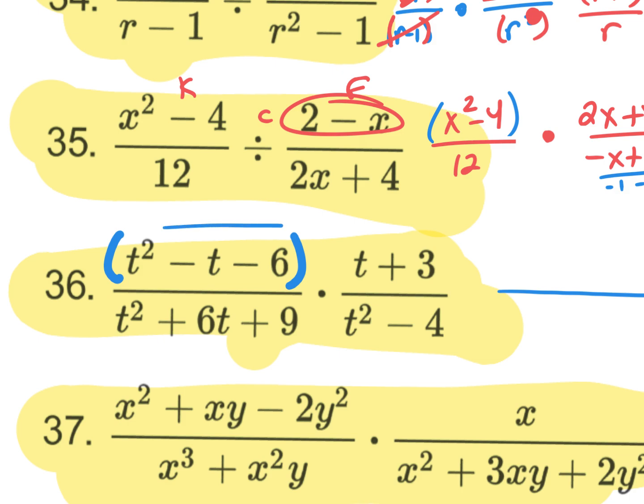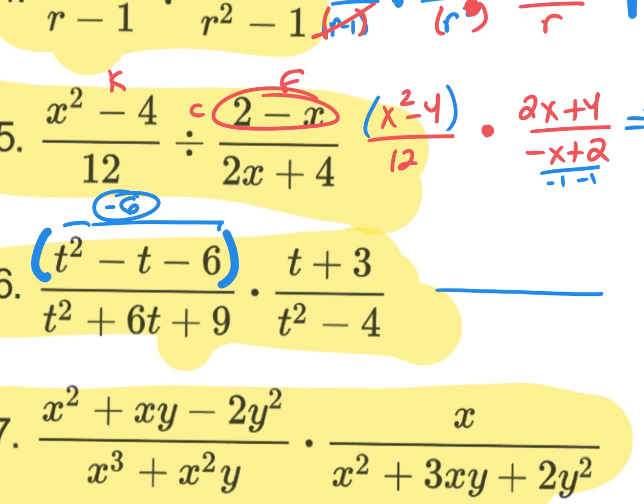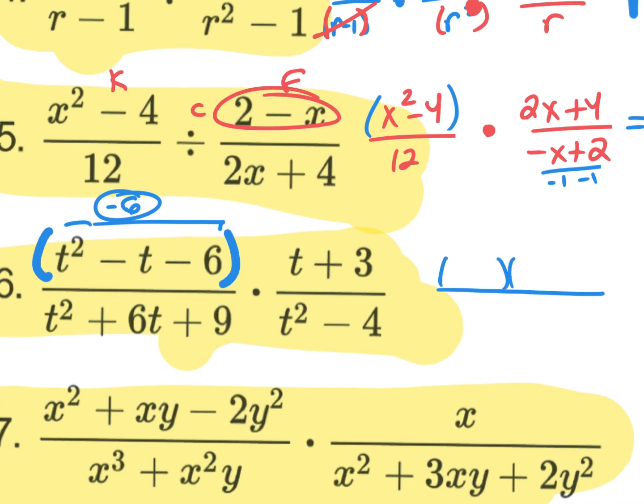If I multiply a times c, I'm looking for factors of negative 6 that multiply to give me negative 6, but add to give me a negative 1. 1 and 6, 3 and 2. I need to multiply to get negative 6, but add to get a negative 1. Yep, x minus 3, x plus 2.